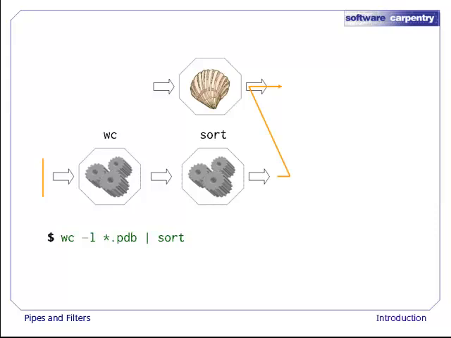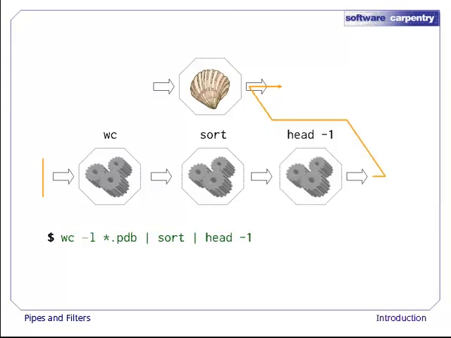Here's what happens when we run wc -l star.pdb | sort instead. The shell creates two processes, one for each component of the pipe, so that wc and sort run simultaneously. The standard output of wc is fed directly to the standard input of sort. Since there's no redirection with greater than, sort's output goes to the screen. And if we run wc -l star.pdb | sort | head -1, we get the three processes shown here with data flowing from the files through wc to sort and from sort through head to the screen.